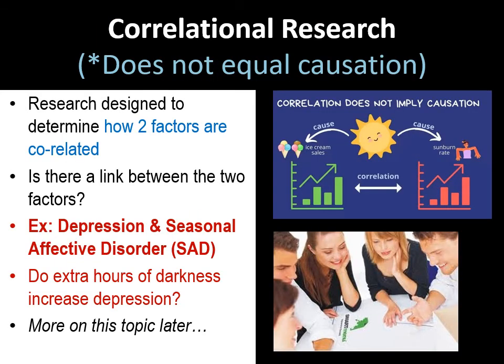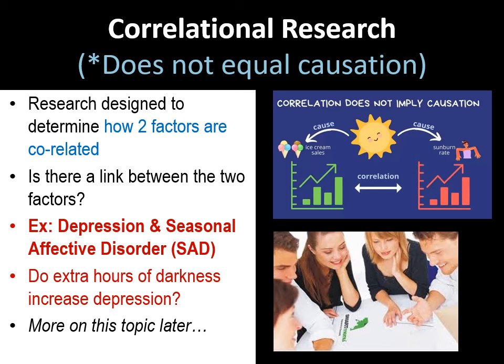So we're going to talk for a whole day about correlations, so I'm not going to go into a lot of detail about it here. Correlations do not equal causation, and we'll really understand that when we get there. So we're looking at two factors, an X and a Y. How are these two factors correlated? What is the relationship? And is there a link?